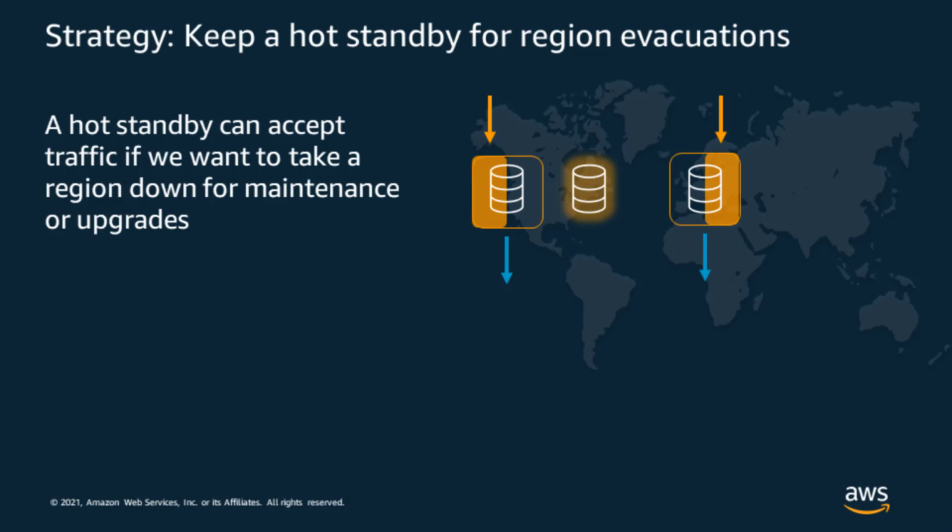We can simply ask DynamoDB to create a new replica for us in US East 1, you can see here in the center. And now that's available. Now we could take the entire stack down and route traffic from either side to this new replica. So it's really a nice tool for flexibility as we manage our global infrastructure.